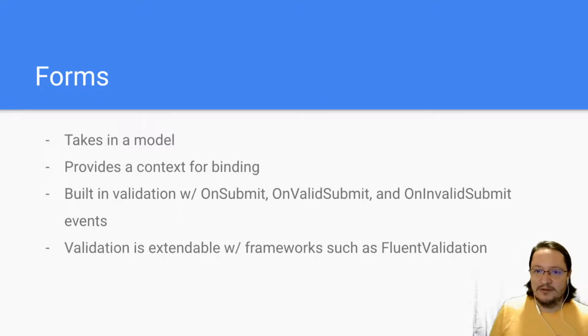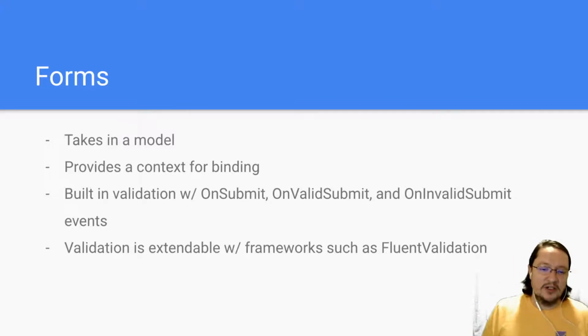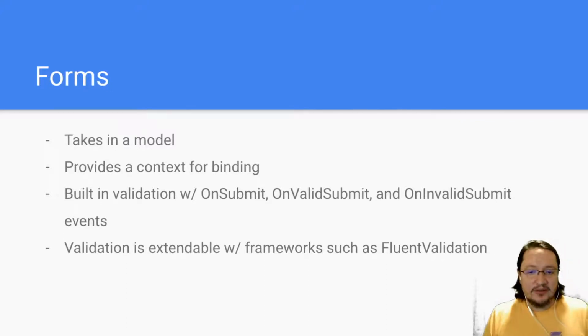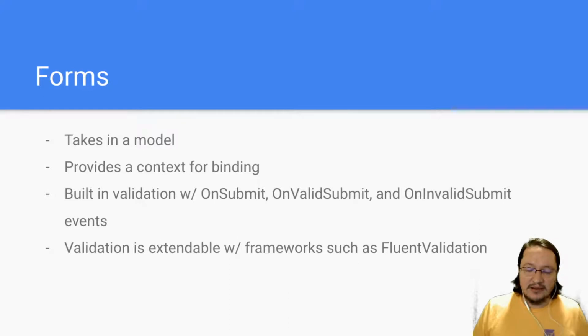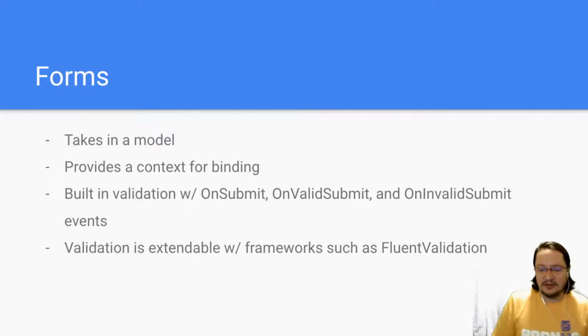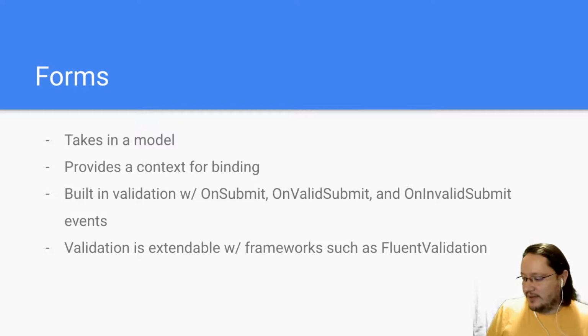I know I'm a fan of Fluent Validation. I use it in my web APIs. That way you could just decorate your view models or your models with the validation attributes. The form will actually invoke that validation for you whenever the form hits submit and return the errors that actually happen. So they do have support for that, and they do have support for custom validating as well.